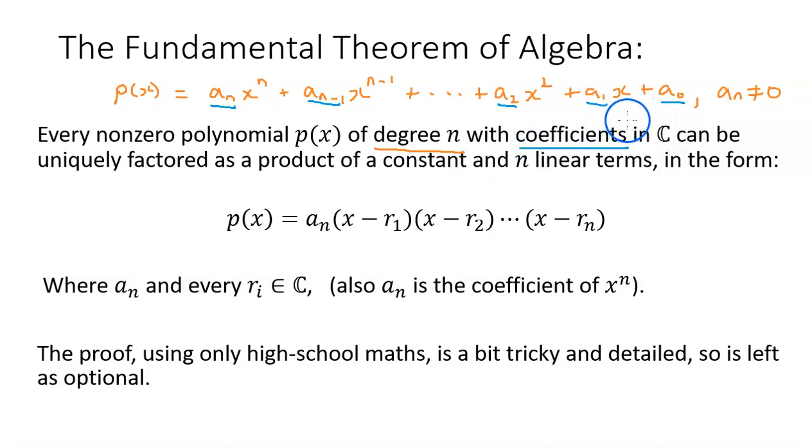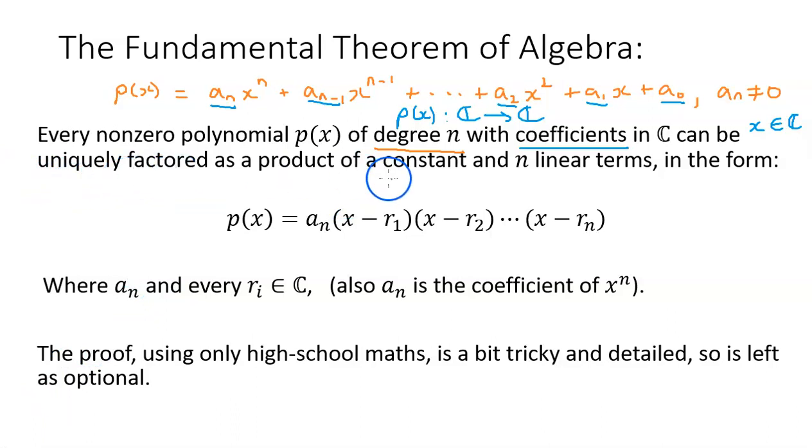And just to be clear, also x can be a complex number. So x is a member of the complex numbers as well. So p of x is a polynomial of degree n with coefficients in C, and it accepts values from C. So it's a function from the complex numbers to the complex numbers.